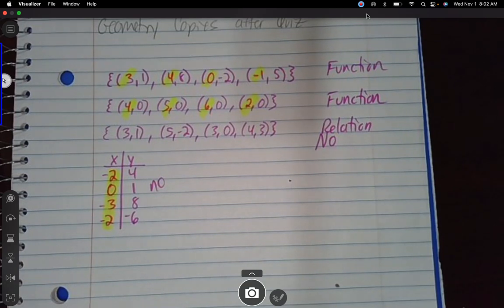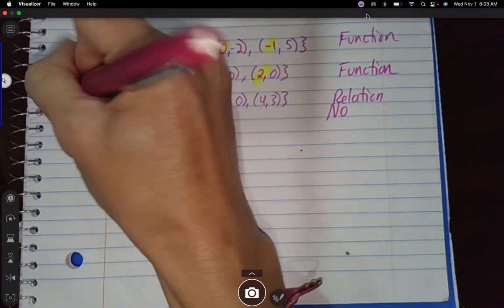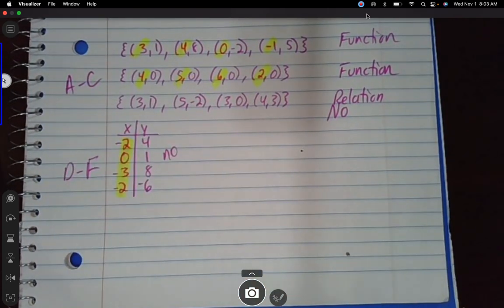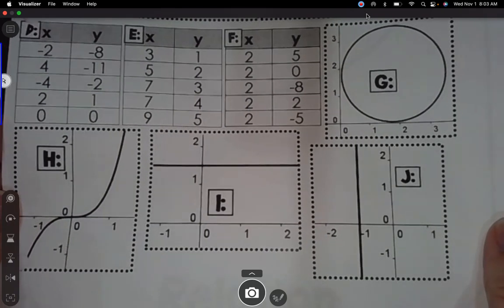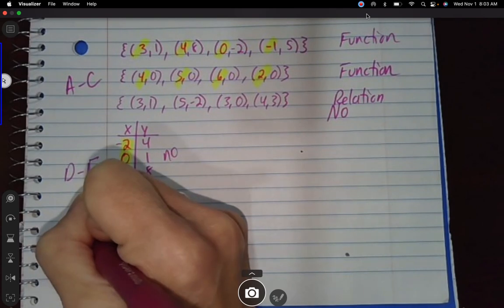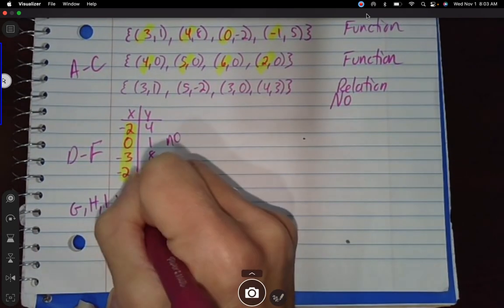Then we have pictures. That's G, H, I. This is also an easy one that you'll know. So A through C are ordered pairs, D, E, and F are tables, and G, H, and I are all little pictures. See how they're all little pictures? We'll just do the vertical line test. Four of them, you're going to do the vertical line test.